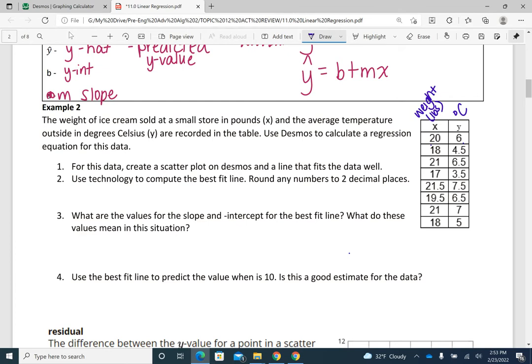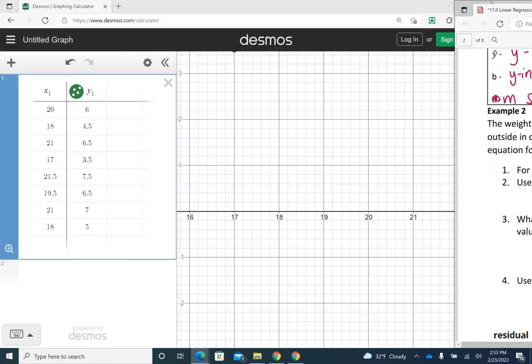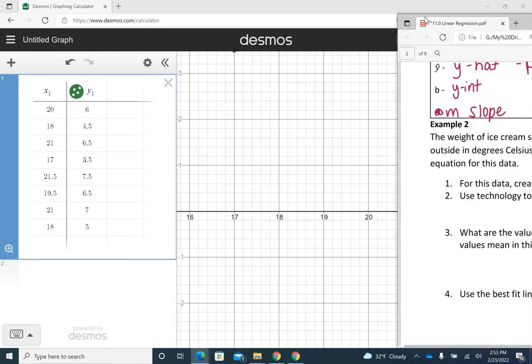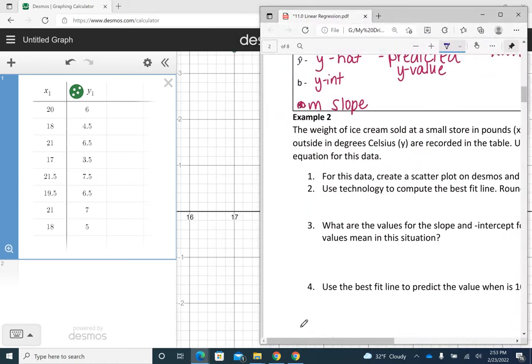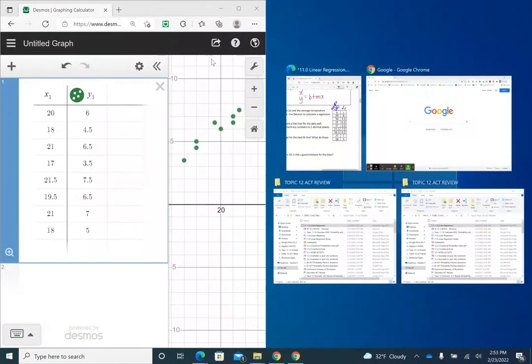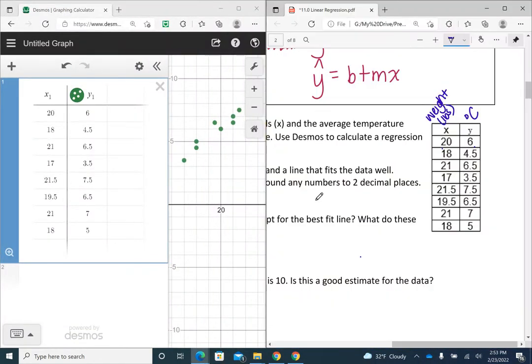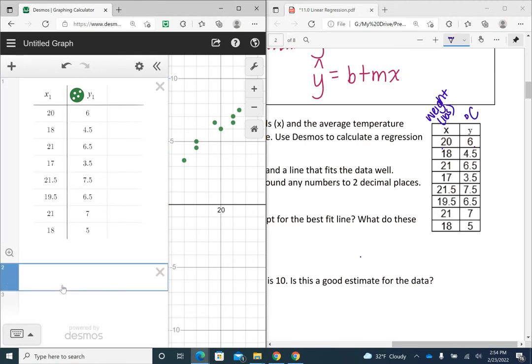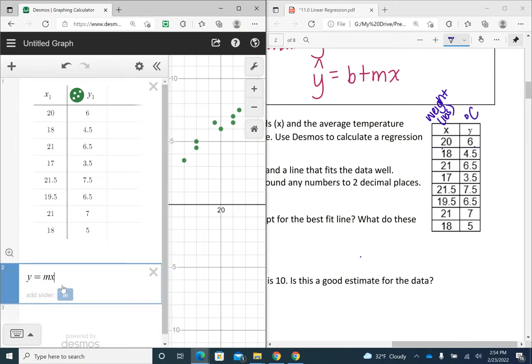So I'm going to open up a Desmos tab, and I'm going to plot that whole table. Just let me get everything all situated. Let me pull my numbers over here. Slide my Desmos tab. All right, so there's my Desmos. I've entered the chart on Desmos, and you can pull that up by pressing the plus sign and choosing the table feature. Type it in. Then to get my linear regression equation, I'm going to type in y equals mx plus b.